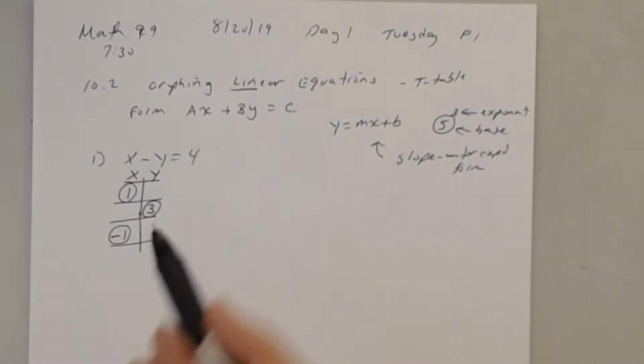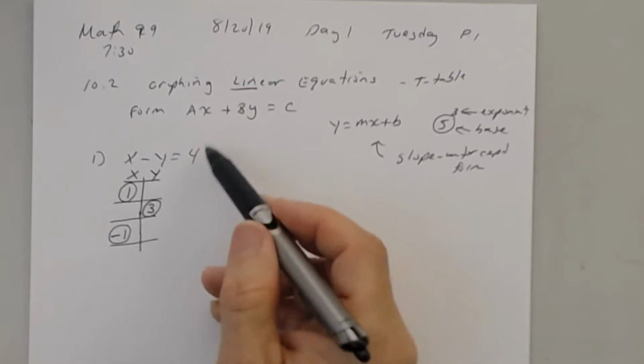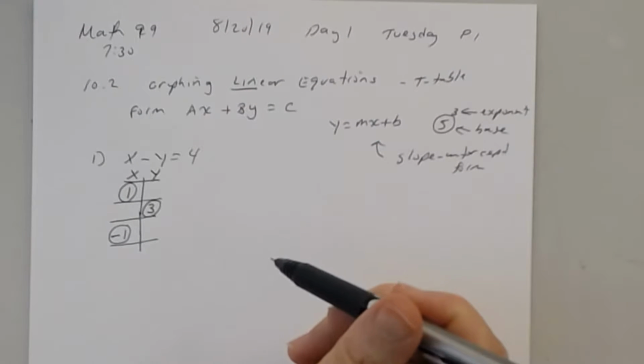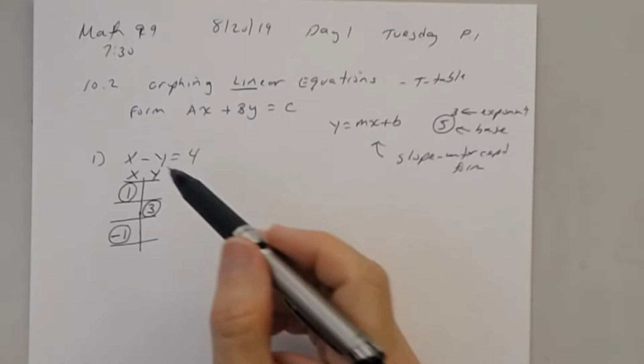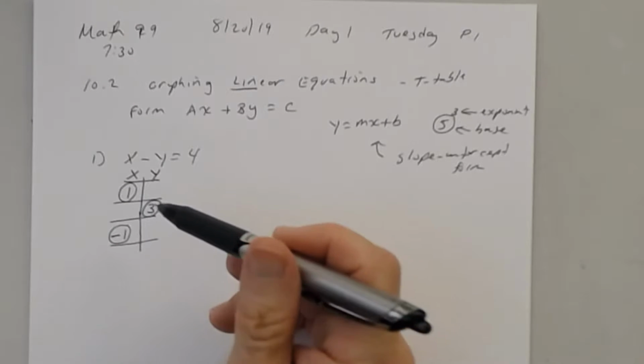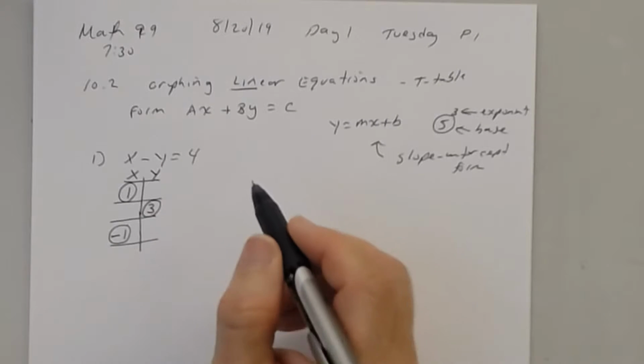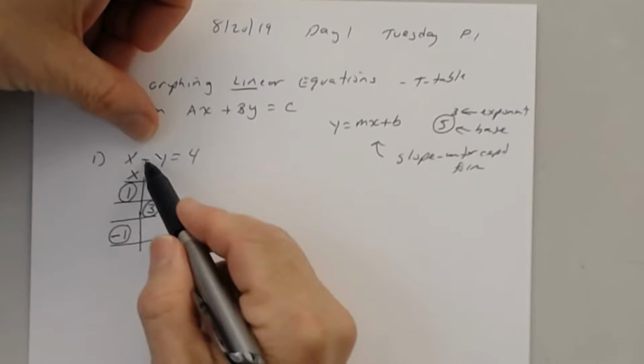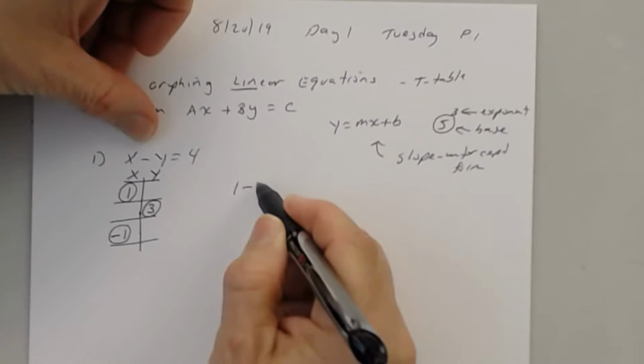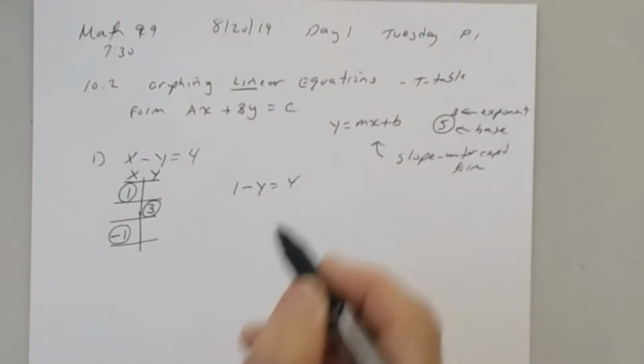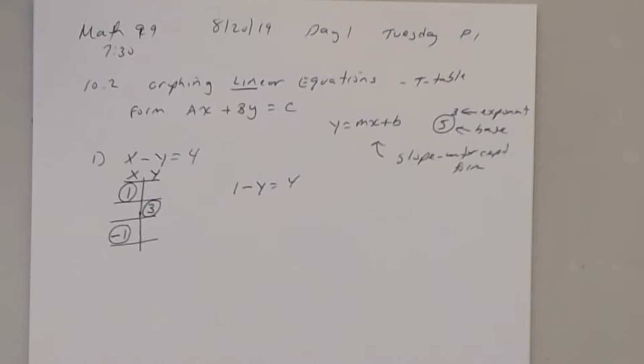But regardless, if x is 1, what do I need to do to find the y value? Right, wherever you see the value x, what do you plug in? 1. So I have 1 minus y equals 4, right? And then all you have to do now is get y by itself. So what's the next step?